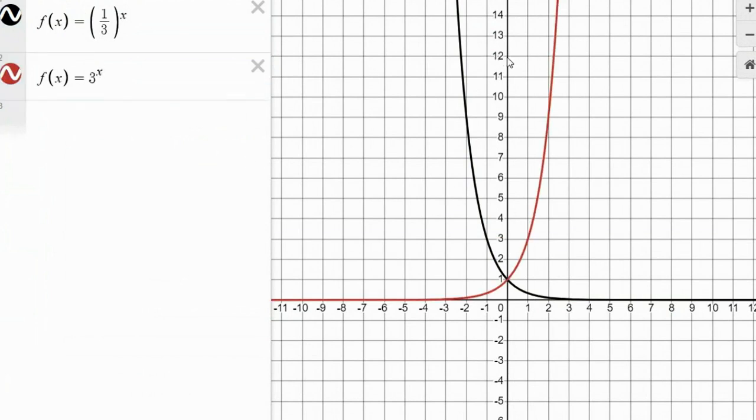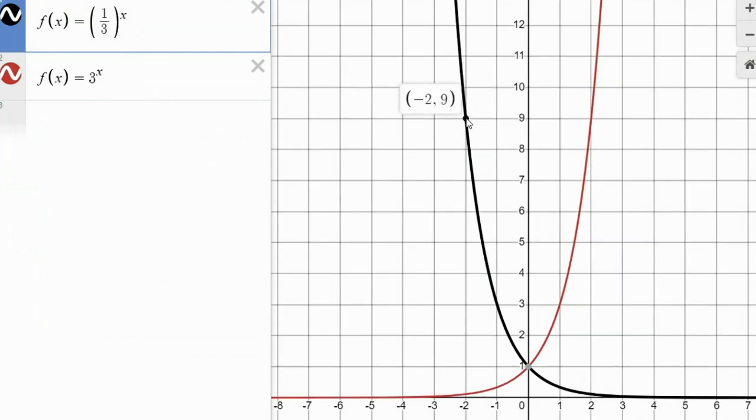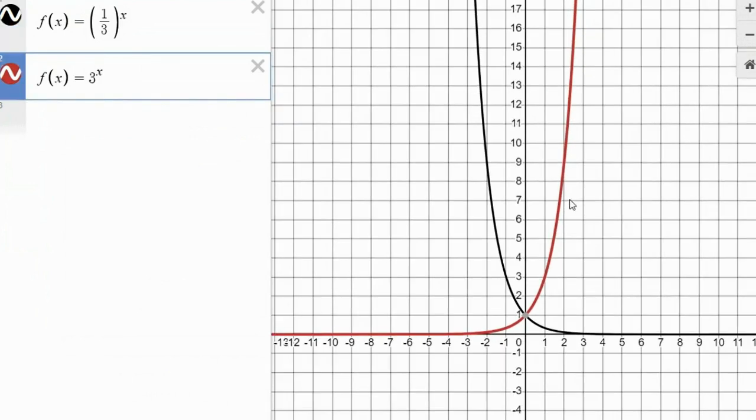So here's the y-axis. This is a little over 2. This is a little over 2. If you find a point right here, negative 2, 9, which I can't get right on there. If I zoom in maybe a little bit. There's negative 2, 9. Will be exactly across from 2, 9. Negative 1, 3, 1, 3. So it's a direct reflection.